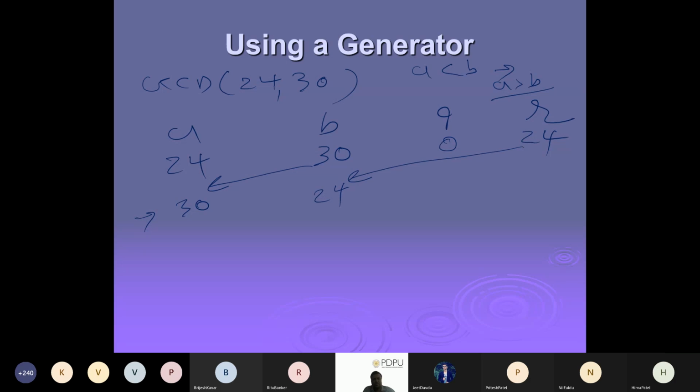You don't have to worry about the A and B values in whatever way you give them, it will give you exactly the same answer. Okay, I think we are coming to the end.